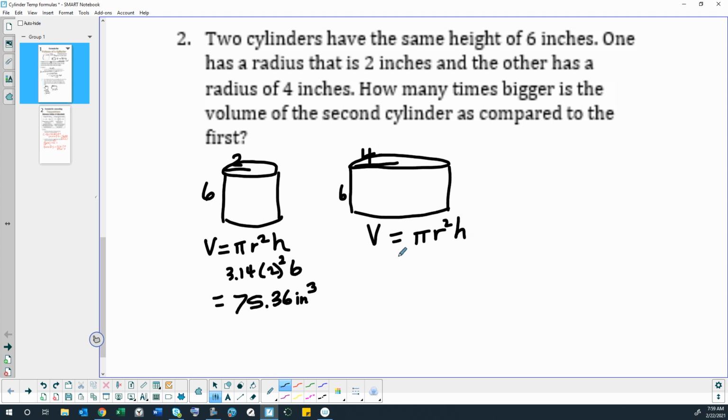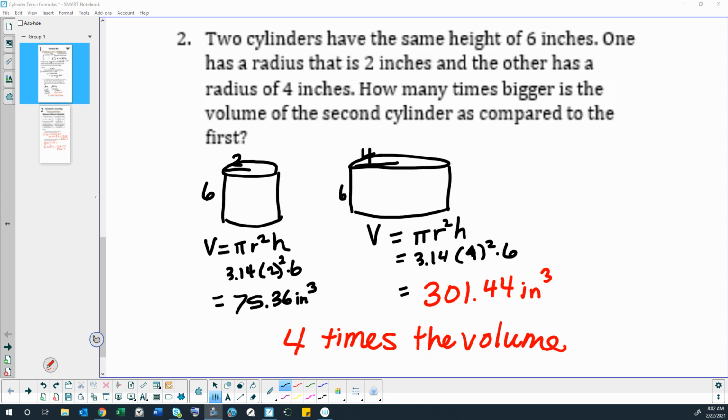Okay, let's do our second cylinder. The only thing that changes is the radius. So pi is still the same, but the radius is 4 this time, and then the height is 6. Go ahead and calculate that one for me. I have an answer. I'm going to give you another couple seconds to find your answer. So we get a volume of 301.44 inches cubed, which means our volume is 4 times as much.